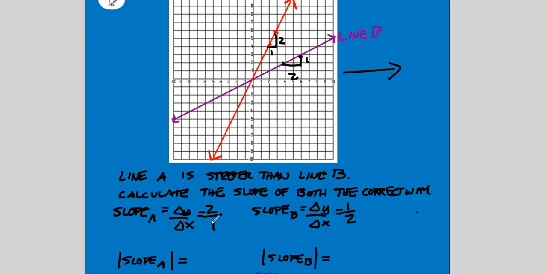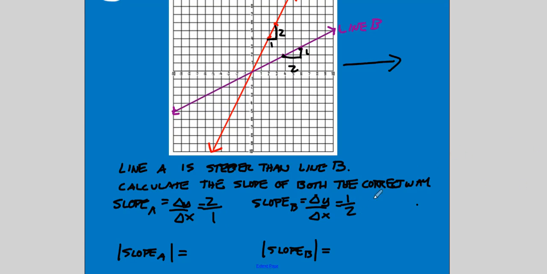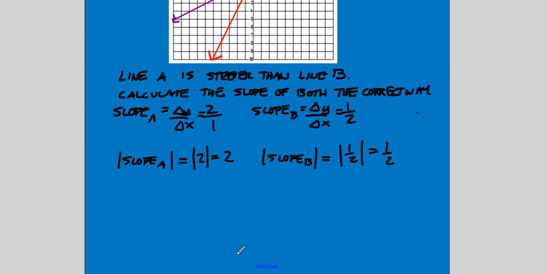I want the slope of A to be greater than the slope of B. So the absolute value of slope A is 2. The absolute value of slope B is the absolute value of 1/2, which is 1/2. Therefore, the slope of line A is greater than the slope of line B.